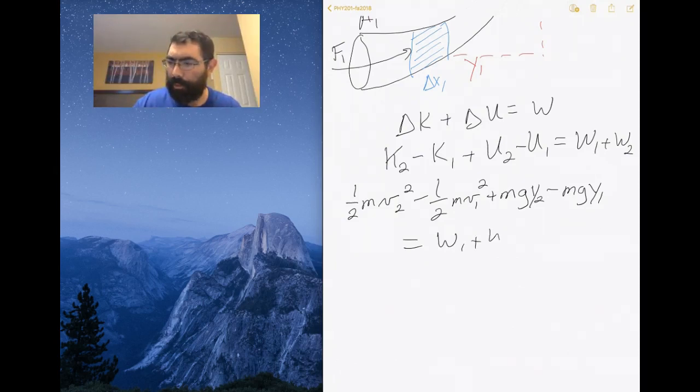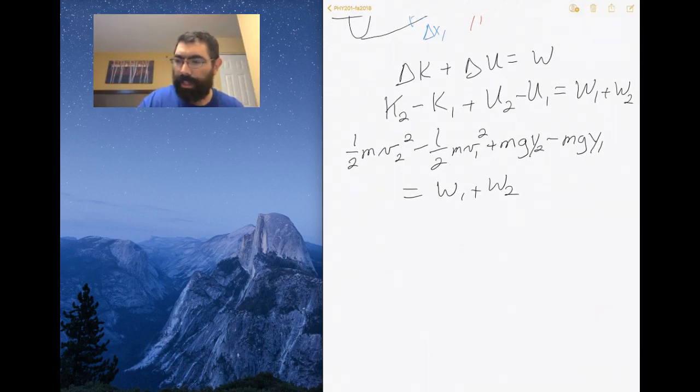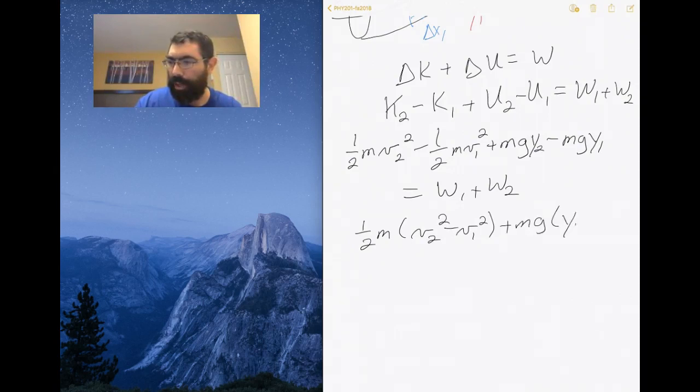Work 1 plus work 2. So let's clean this up a little bit. We can take out the masses. So I have 1/2 the mass times the change in the velocity squared plus mg(y2 minus y1) is equal to the work done.